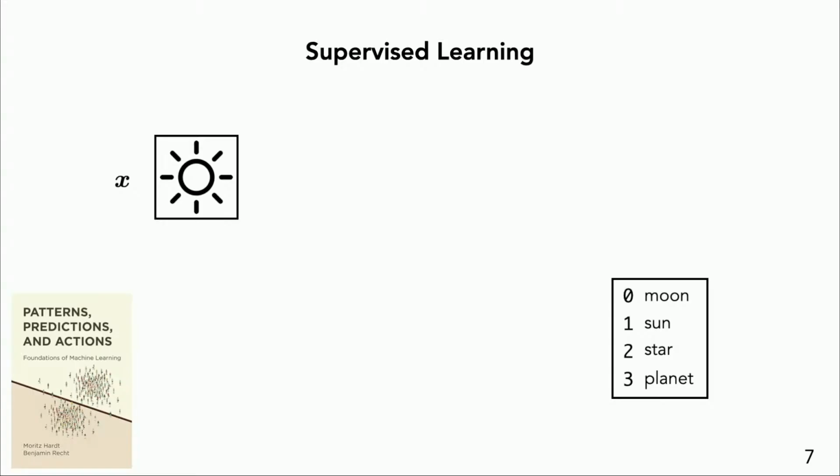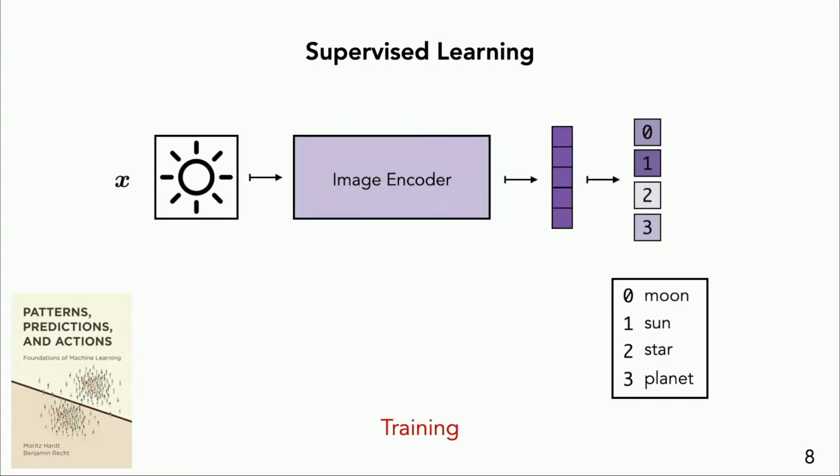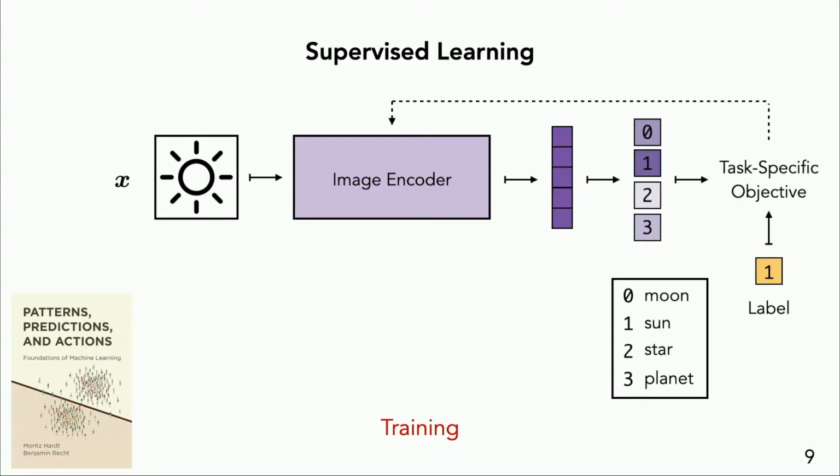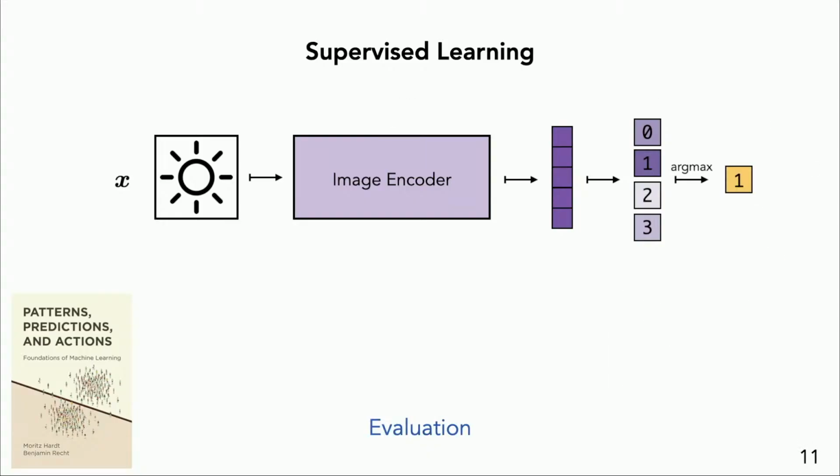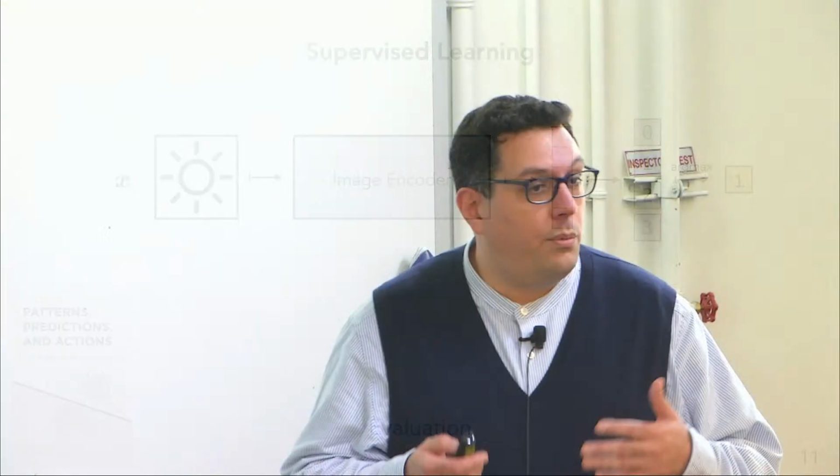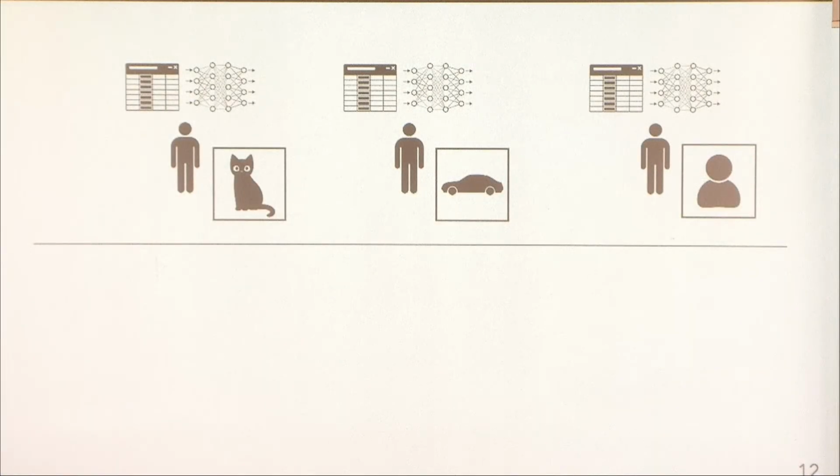So in classical supervised learning, we have some input data X, and we pass it through some image encoder, which may be pre-trained, maybe trained as well for that task. And then we predict. And what do we predict? We predict labels that are very clearly defined. So here we have 4 labels that correspond to some class categories of images: moon, sun, star, planet. And then at prediction time, we just take the highest score and we predict that label. And that's the textbook machine learning 101 that we're all familiar with.